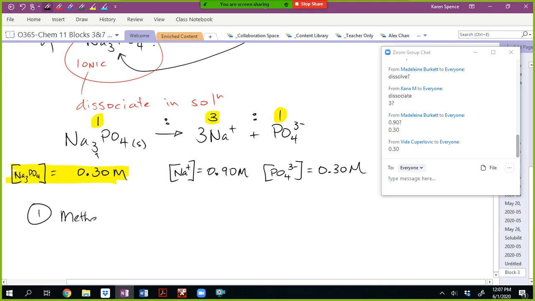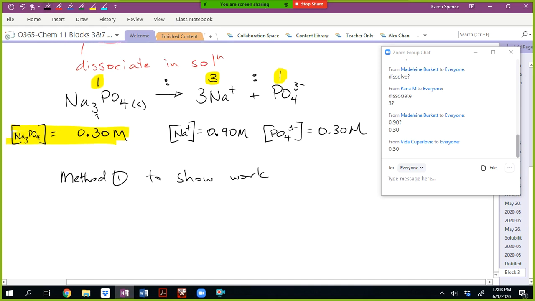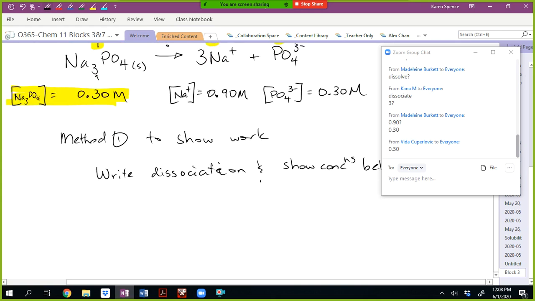So, method number 1. This is how you can show your work, just like you did above there. You can write out the dissociation equation, and then you can show the concentrations below. Pretty straightforward, yeah?